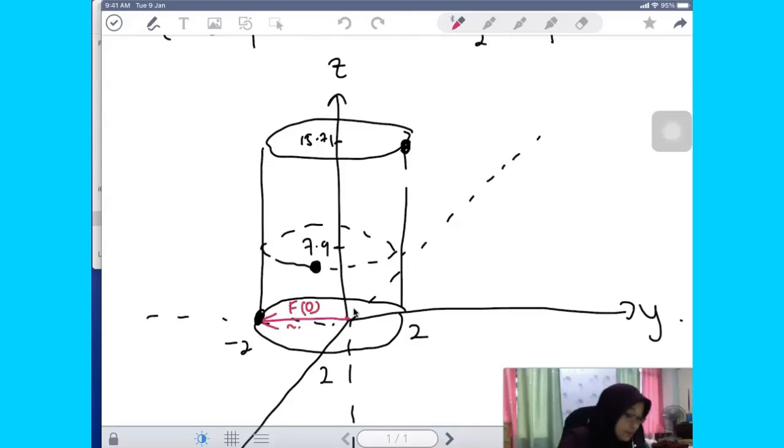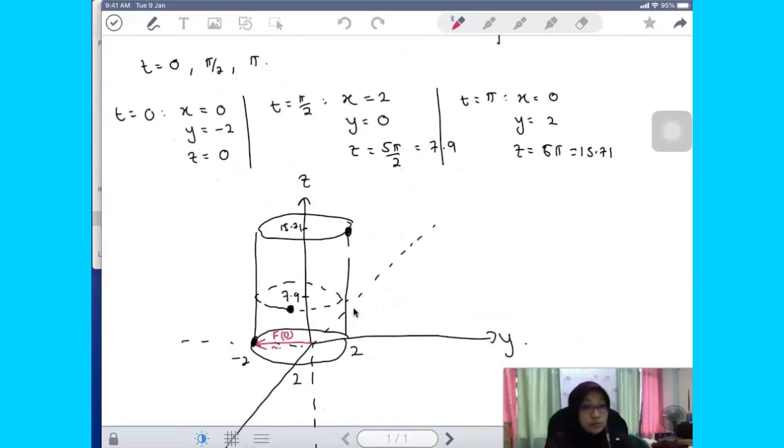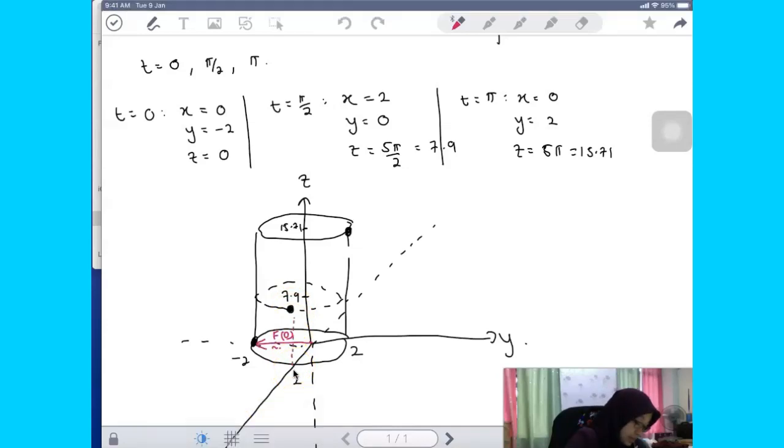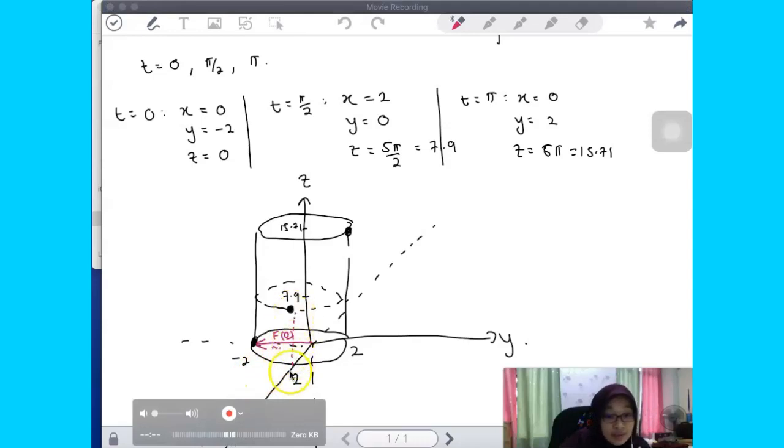After that, the second point, when t is pi over 2, is at x 2, y 0. So you have it over here, but your z is lying at 7.5. Imagine that the height here is 7.5. I already projected this from 2, 0 and then 7.9 here.